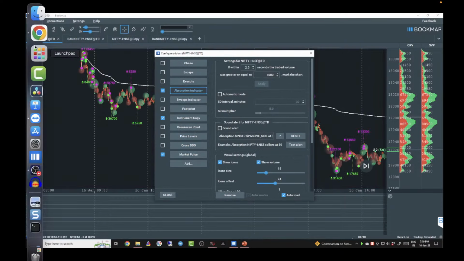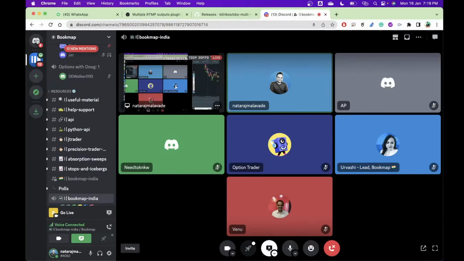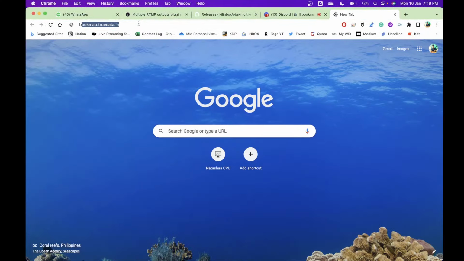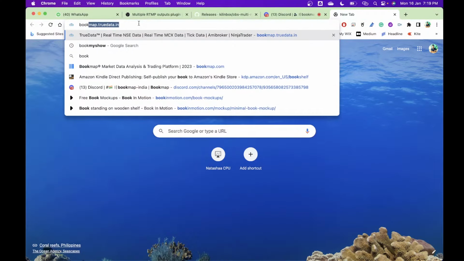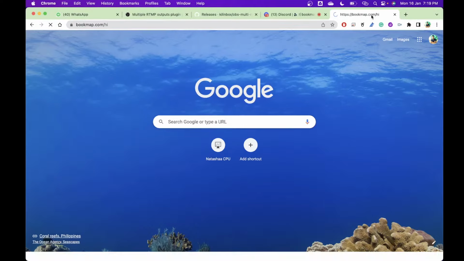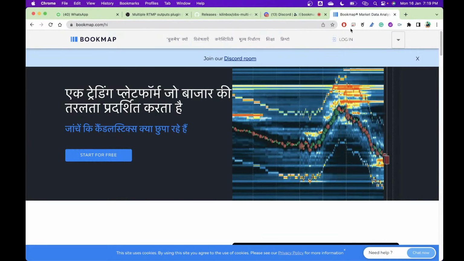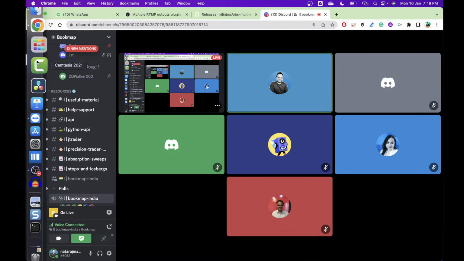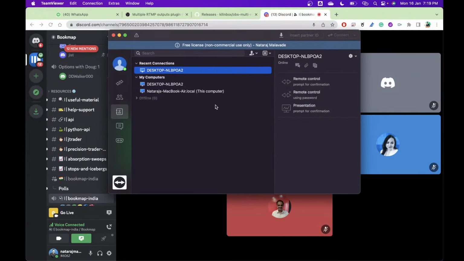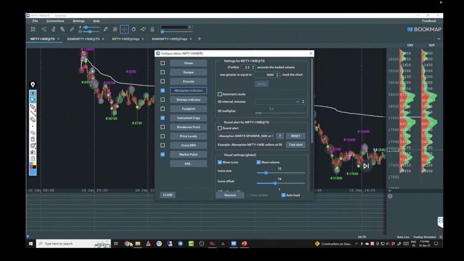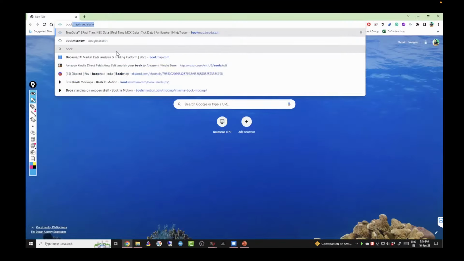By default you will not be able to see this information, so you have to go through bookmap.com. Sorry, just a moment. Yeah, you have to visit bookmap.com.